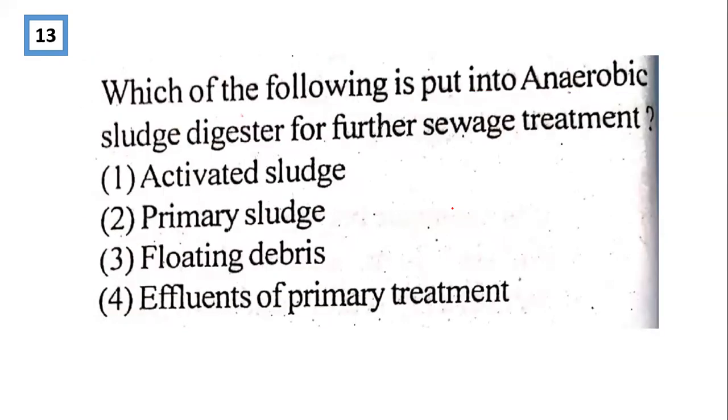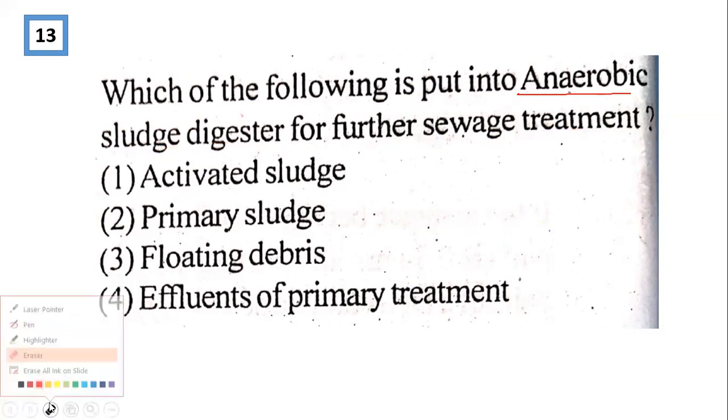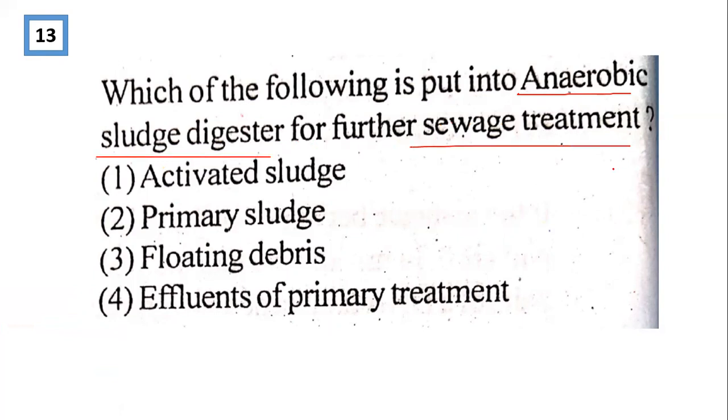Question number 13. Which of the following is put into the anaerobic sludge digester for further sewage treatment? What is actually put into the anaerobic sludge digester for sewage treatment? Is it the activated sludge, the primary sludge, floating debris, or effluents of primary treatment? Read the NCERT clearly. You will get the answer for this question. It's activated sludge, right? Activated sludge is actually put into the anaerobic sludge digester for further sewage treatment.